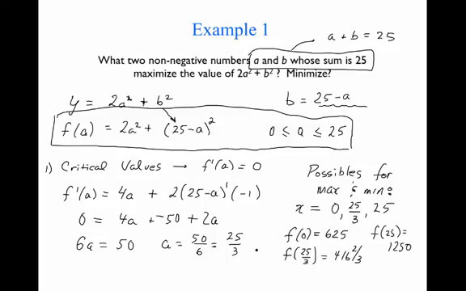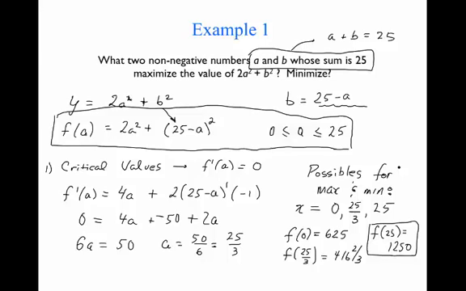And what we're interested in, we want to maximize 2a squared plus b squared, and we want to minimize 2a squared plus b squared. So what's the maximum? 1250. Where does it occur? At a equals 25, or the right end of our interval. So when a is 25, we get the maximum value of that quantity, 2a squared plus b squared, of 1250.